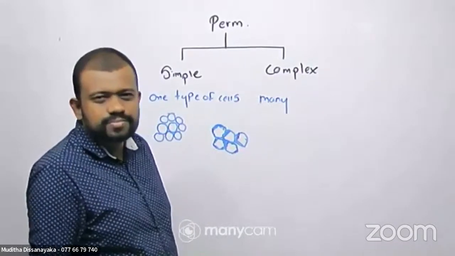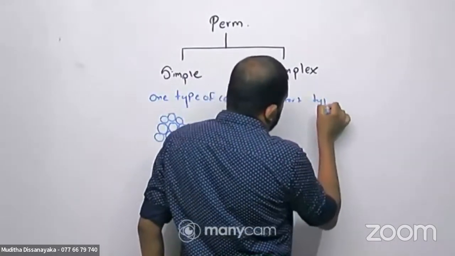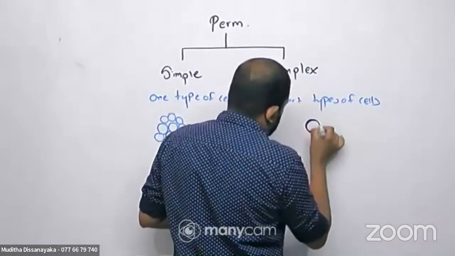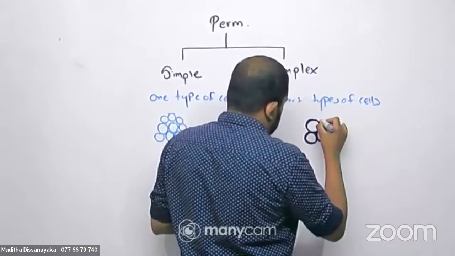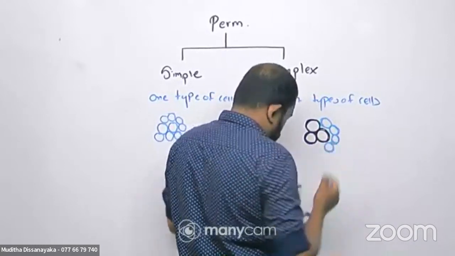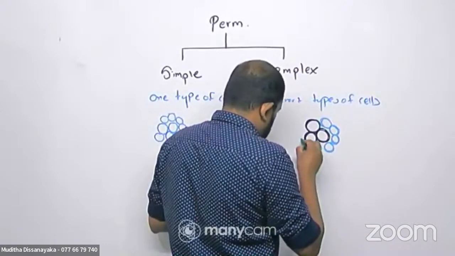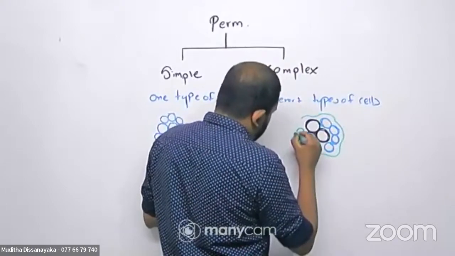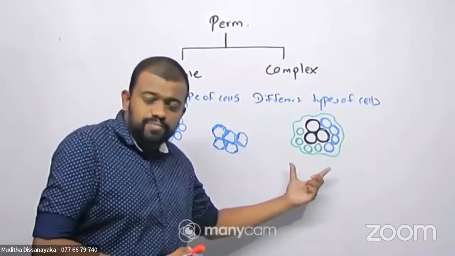In complex permanent, there are at least two different types of cells inside this tissue. All of them together form the tissue. Why do we call them a tissue? Because they have the characteristics, like xylem and phloem: common origin, and they perform a specific function.